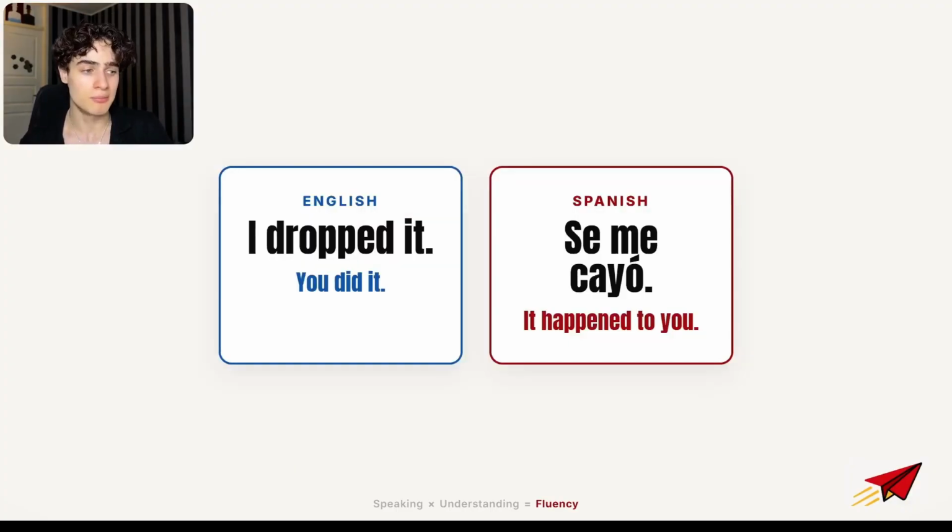Because if se me cayó means I dropped it, I can already see that, okay, it means that it dropped itself to me, means that I dropped it. I can understand that he dropped it would be it dropped itself to him, which would be se le cayó.